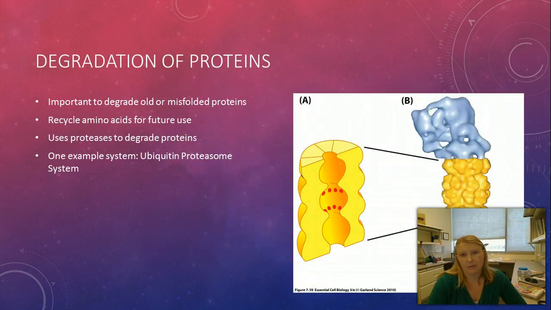Now let's talk about how we degrade proteins. Proteins get degraded for a variety of reasons. Either they're old, they're misfolded, or we don't need them anymore. There's a variety of things. And one of the main processes used in the cell is the ubiquitin proteasomal system.